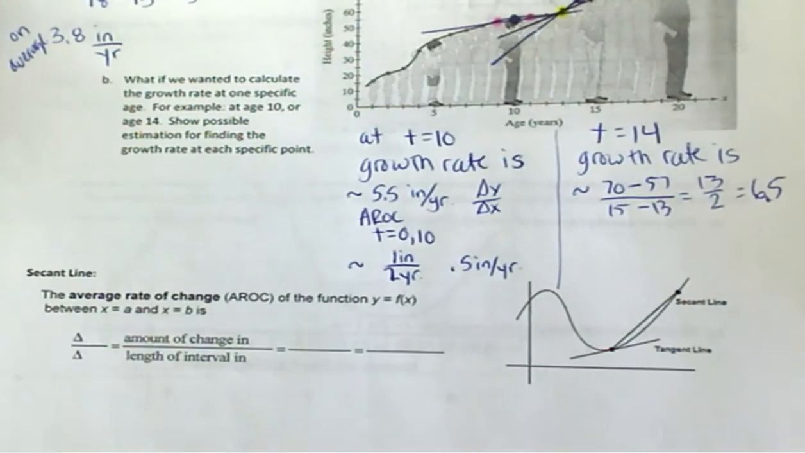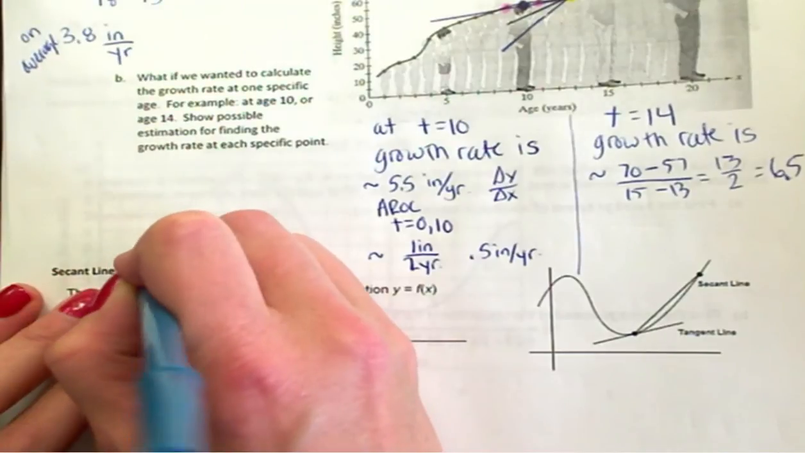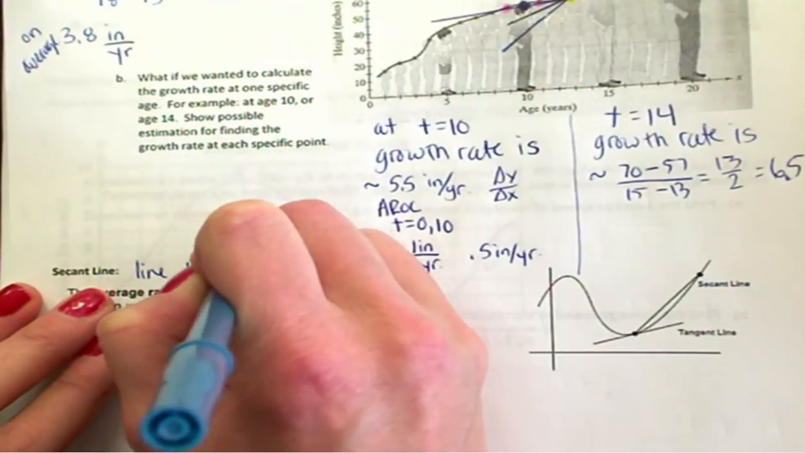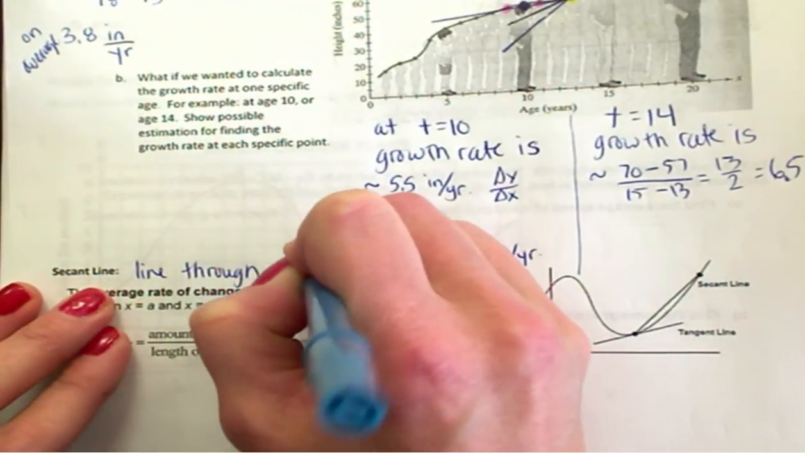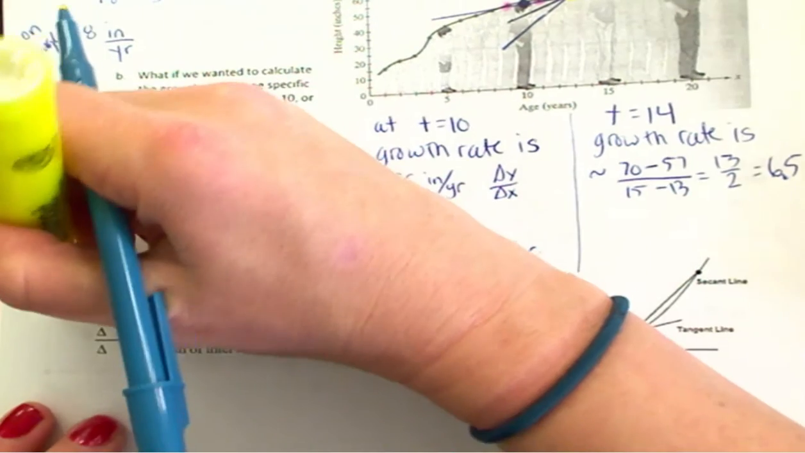Okay, so now we're going to look at a little bit of definitions. The secant line is a line through 2 points on the curve. That's it. Secant line.